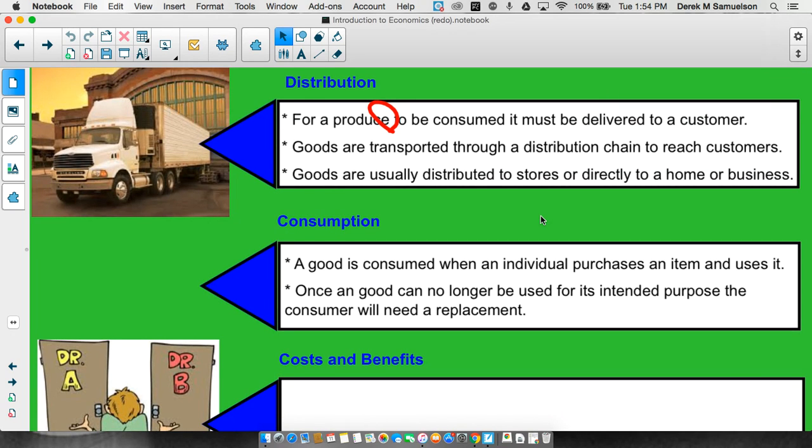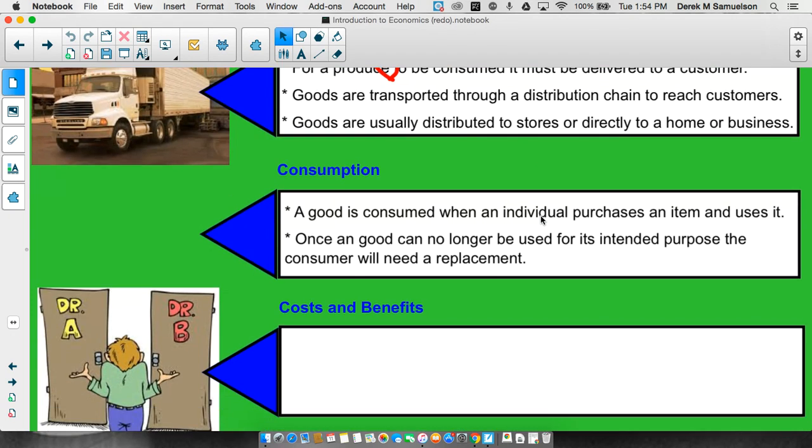Now we're ready to consume it. A good is consumed when the individual purchases the item and uses it. Once a good can no longer be used for its intended purpose, the consumer needs to find a replacement, like that chicken sandwich. It can no longer satisfy my wants and desires for a chicken sandwich. I need to go get another one. But this is true of anything. Think about a pencil. A pencil has an intended purpose. It can be used to write things, but once it's down to a little bitty nub, it can't really be used to write very well. I need a replacement. This is true of all things. I need a new car.